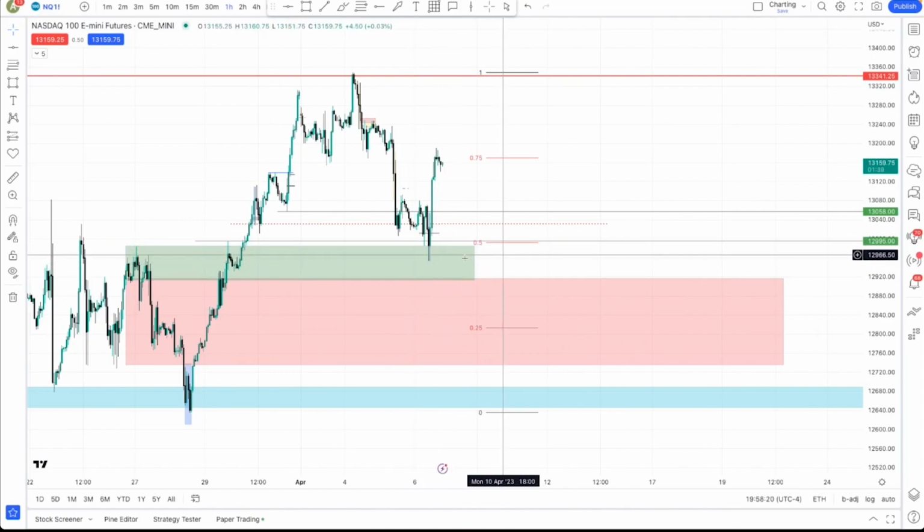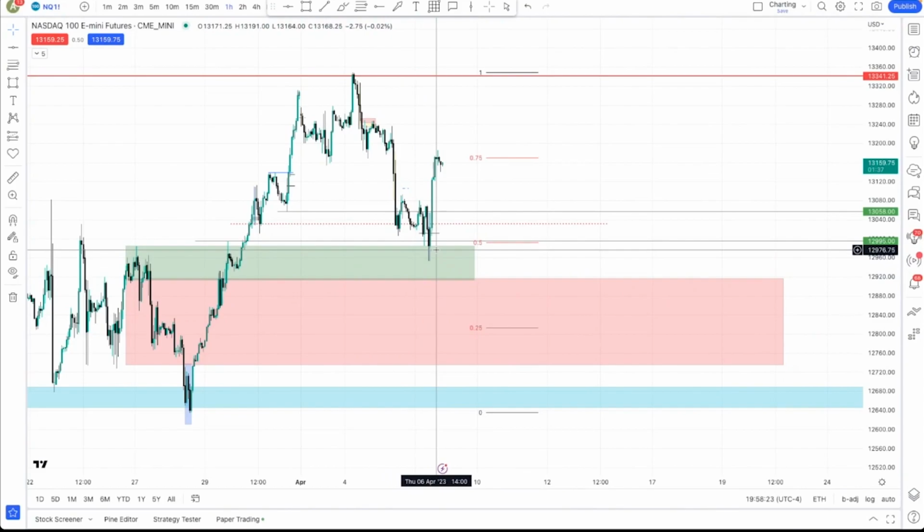And so we have confluence with the 4-hour breaker and order block. We are in discount. It doesn't have to come all the way down to here. It just has to get below equilibrium. And then we have a nice run up into premium.